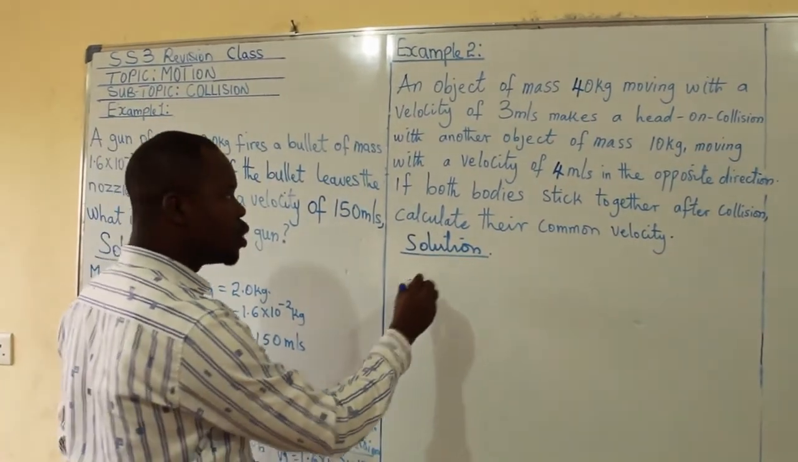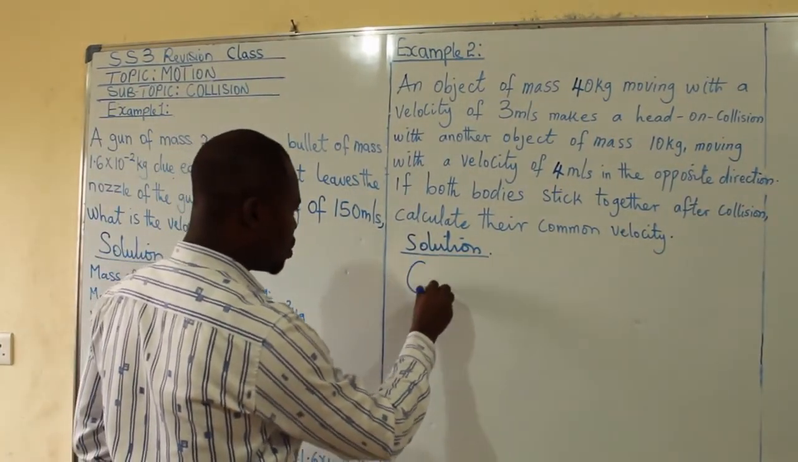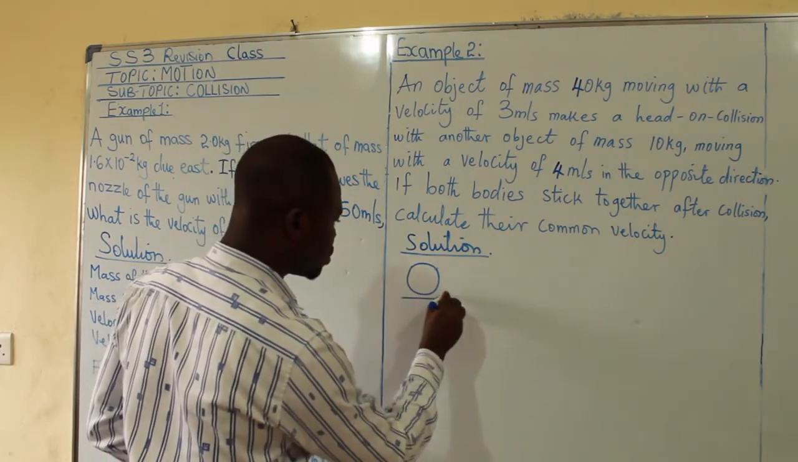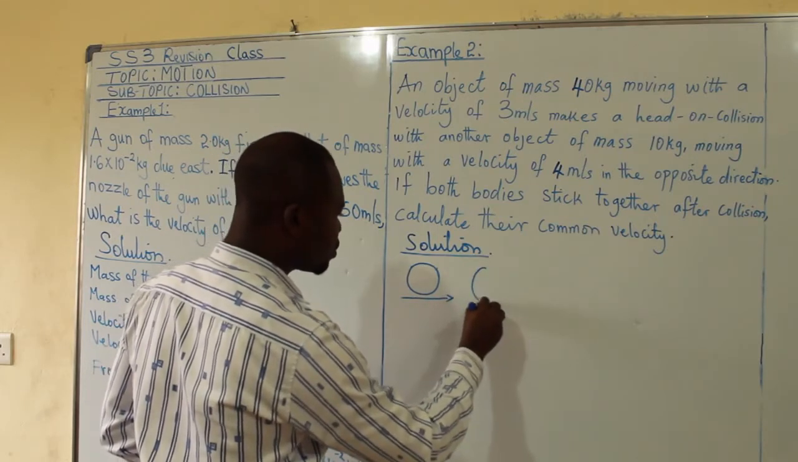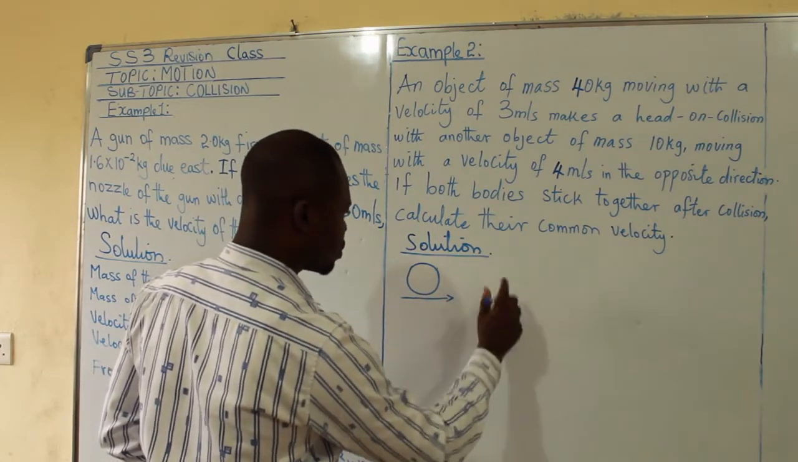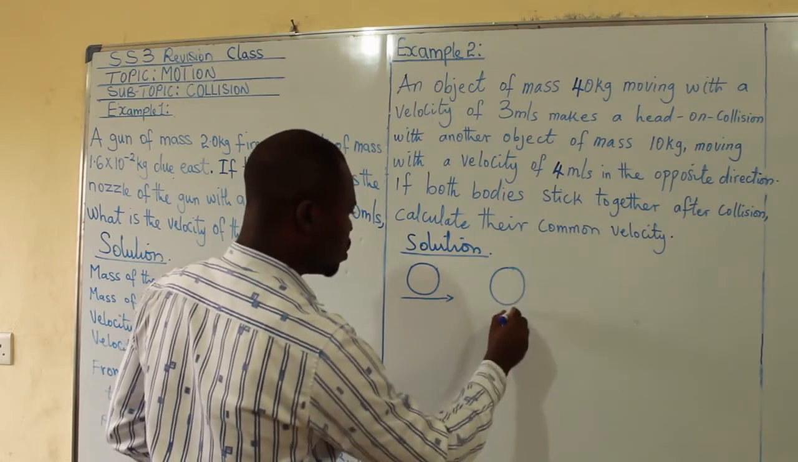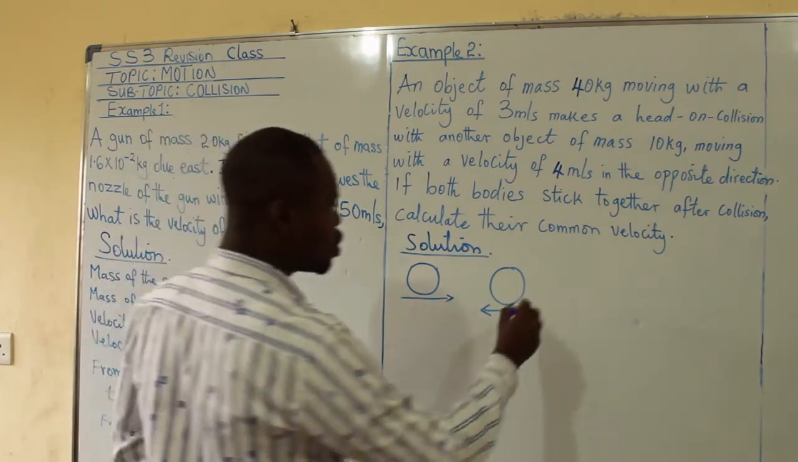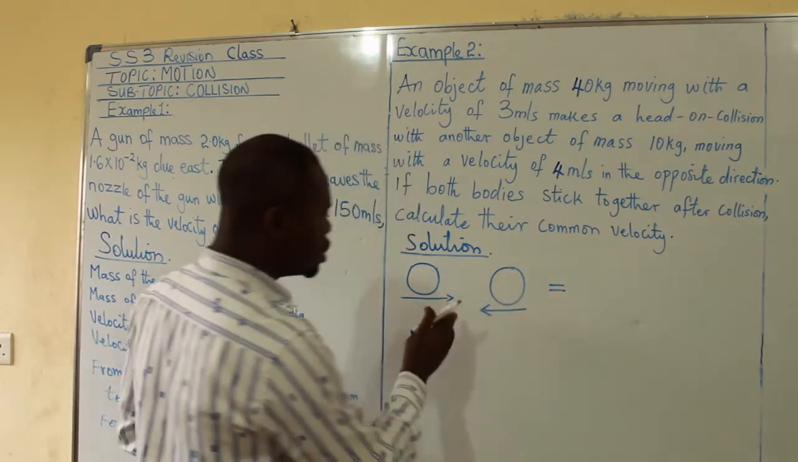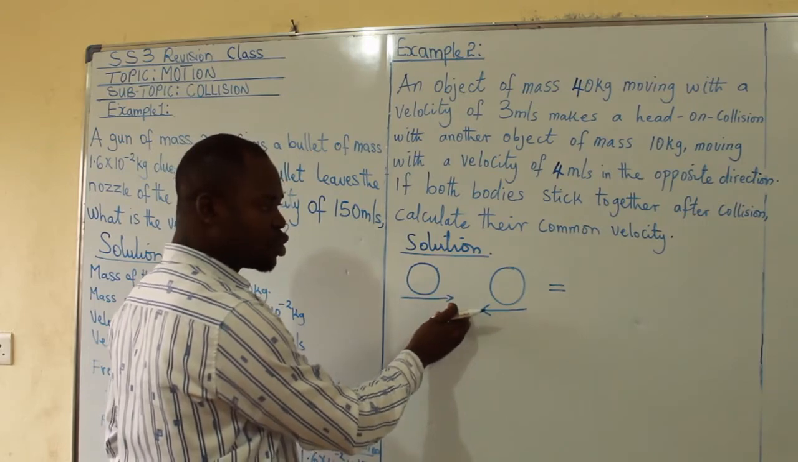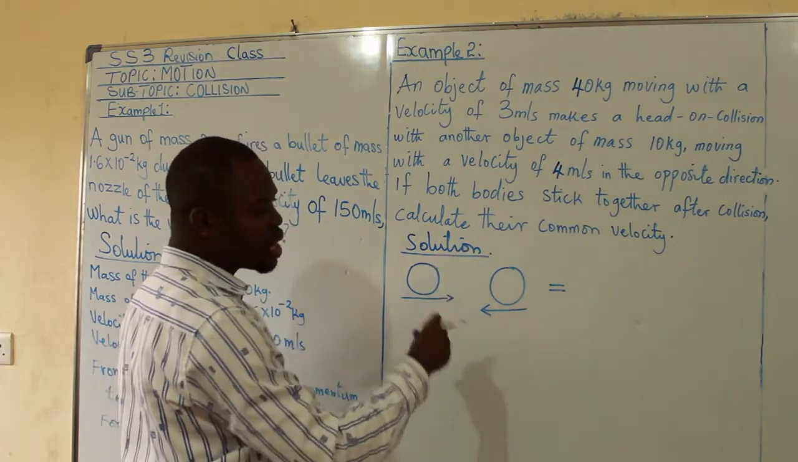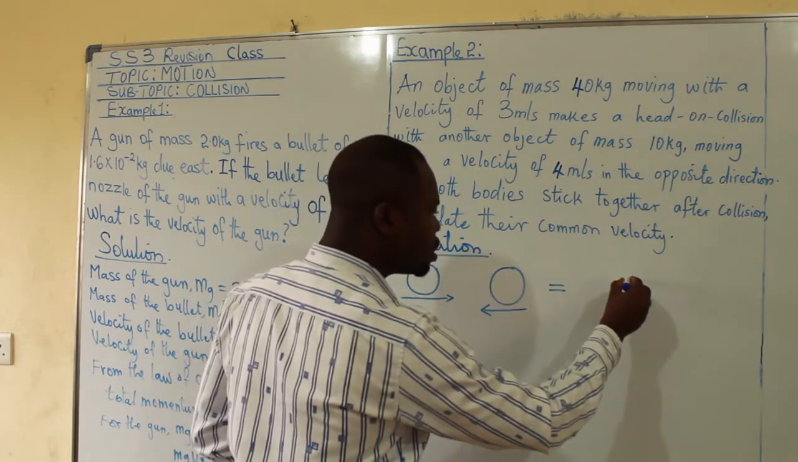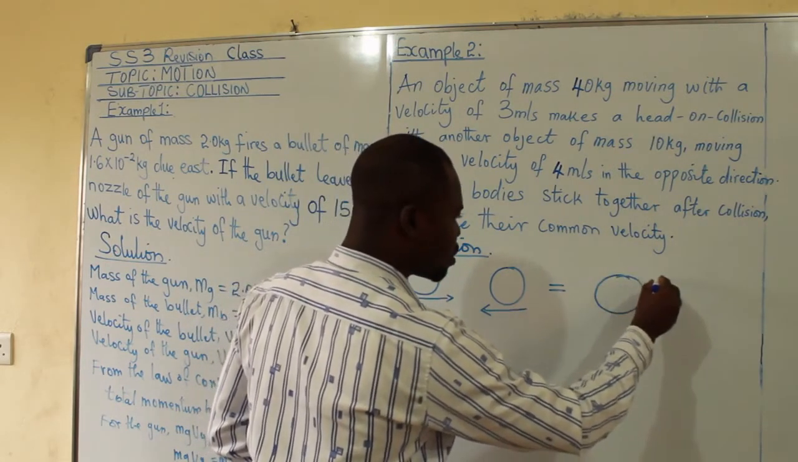We have two bodies. Body 1 moving in a direction. We have the second body moving in the opposite direction. And so this is before collision. Now, after collision has taken place, the two bodies got stuck together, and so they are moving together.